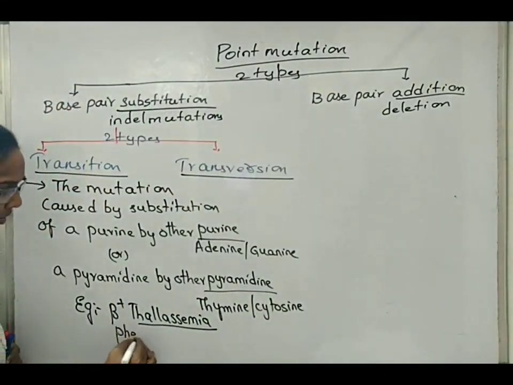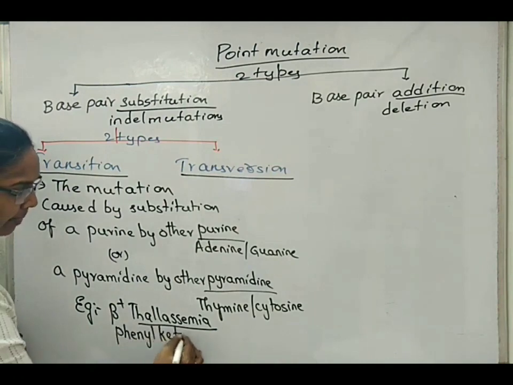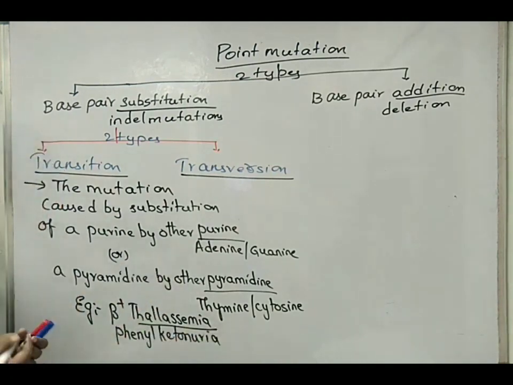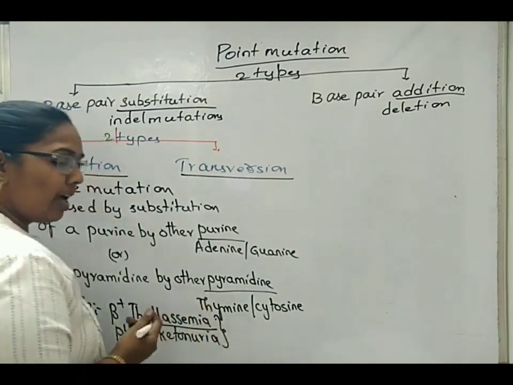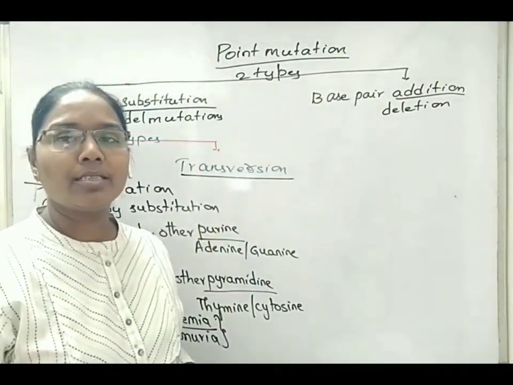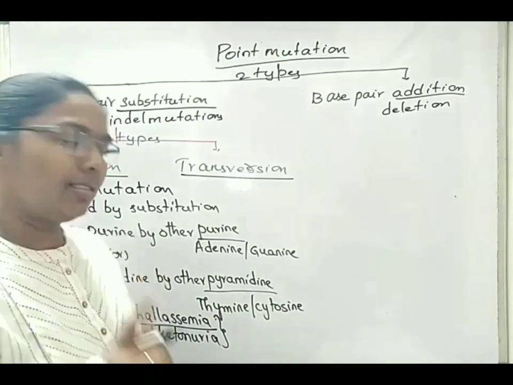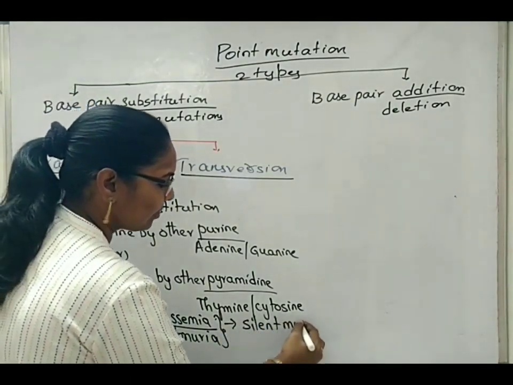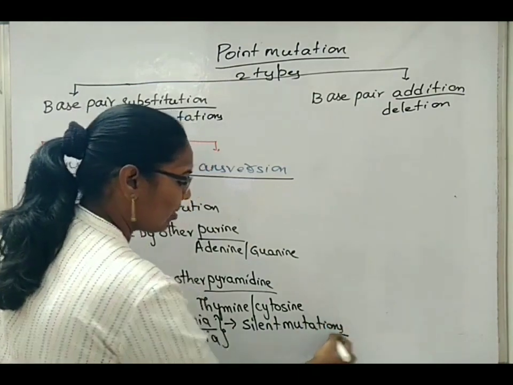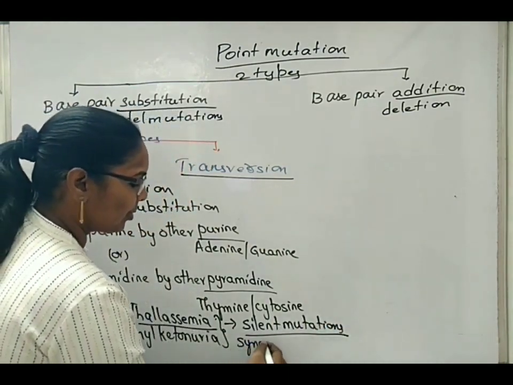Another example is phenylketonuria. Now, in these two types of disorders, the types of transition mutations, the genetic codon sequence is different, but the type of amino acid is the same. These are also called silent mutations. These are also called synonymous mutations.